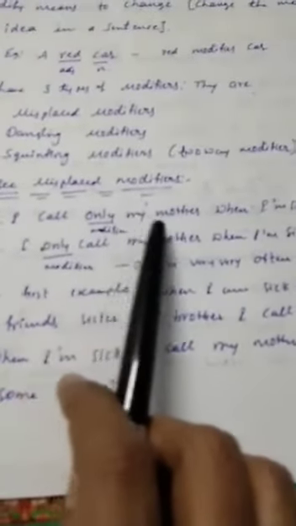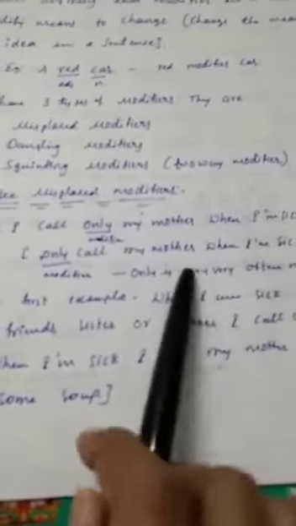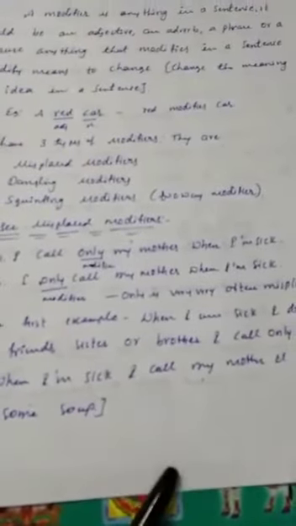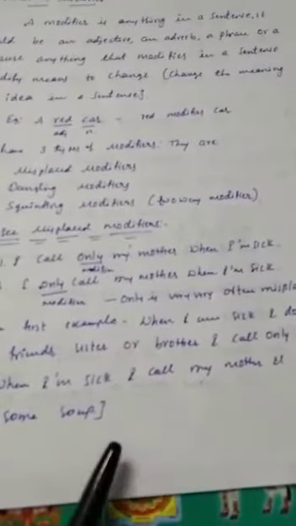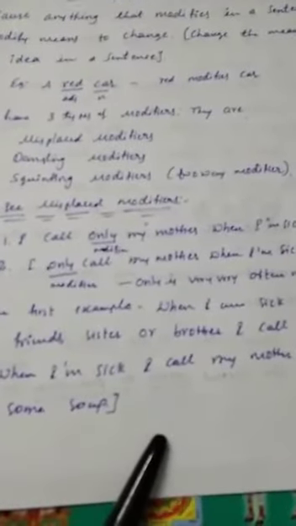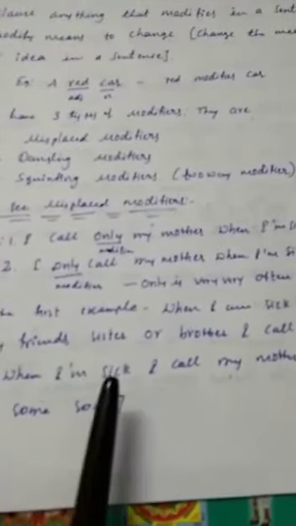See the difference between these two sentences. The first sentence is, I call only my mother when I am sick. The meaning is, when I am sick, I call only my mother. I don't call my sister or my brother or any other relatives in my family. I call only my mother when I am sick. Okay, this is the meaning of that first sentence.